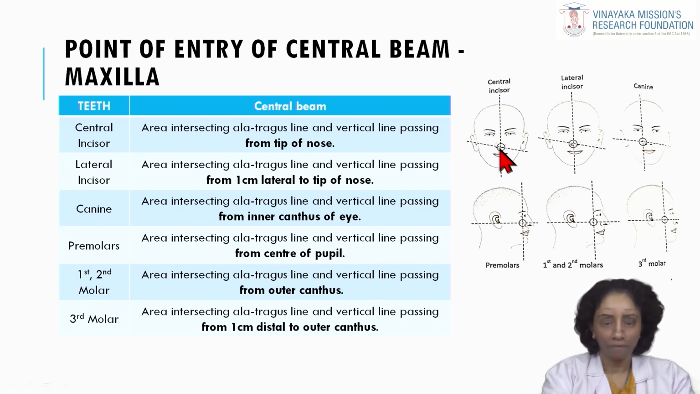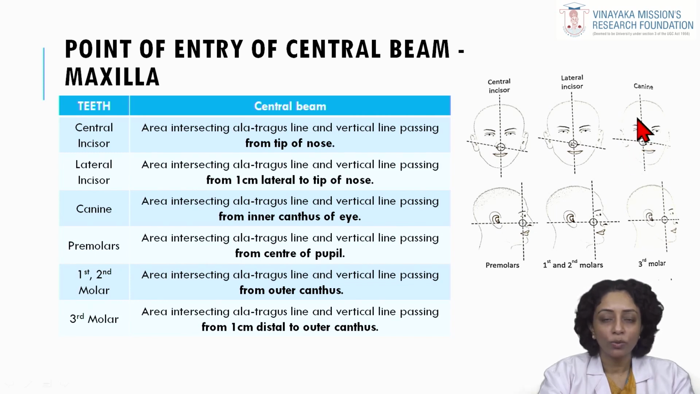Then similarly for the lateral incisor, again the alar tragal line should be parallel to the floor, and this angulation of plus 45 or plus 50 degrees is achieved by an imaginary line which intersects the alar tragal line and the mid-sagittal line, which passes 1 centimeter lateral to the tip of the nose for a lateral incisor projection. For a maxillary canine projection, the angulation was plus 45 degrees, which is achieved again by the alar tragal line being parallel to the floor and the mid-sagittal plane. These two imaginary lines will intersect at a point near the center of the pupil.